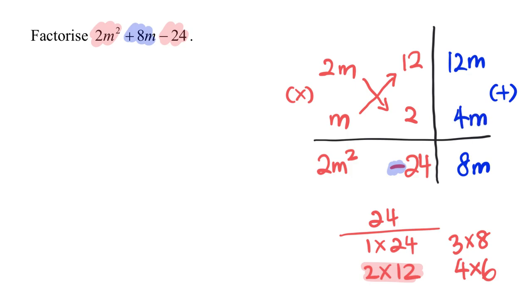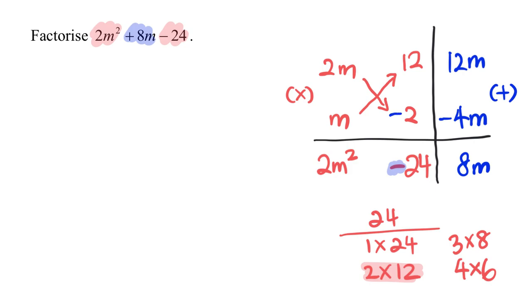And now is the time to consider this negative sign. And because I want a positive 8m, if I have the negative sign here, 12 minus 4, it does give me my 8m, a positive 8. And therefore, this will be my negative sign.